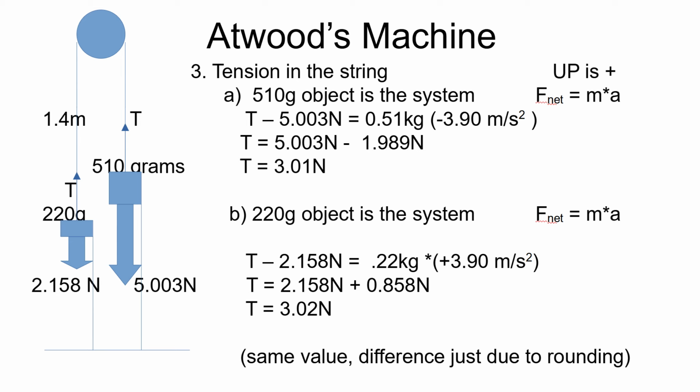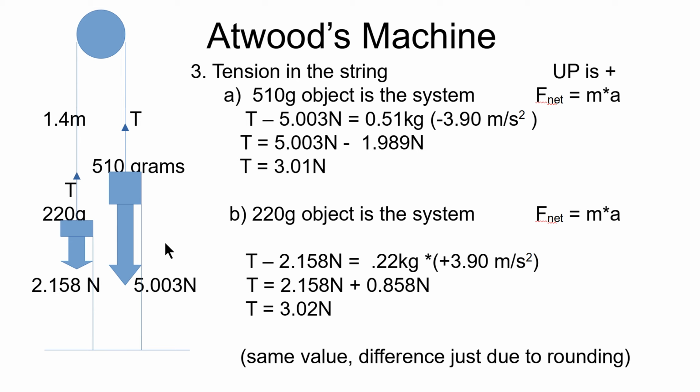But now we're going to take one object at a time. I'm going to first consider the 510 gram object, and our system is just going to be this object. We're going to ignore the 220 gram object for a minute. The system is only the 510 gram object and the forces attached to it. So tension, that's upward in my drawing, so that's positive. And then the weight is a negative number, minus 5.003 newtons. That's the net force acting on the 510 gram object.